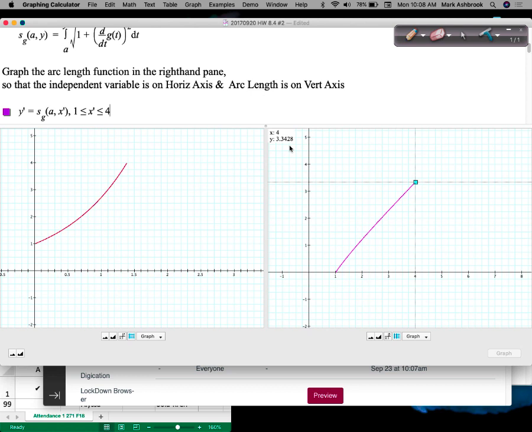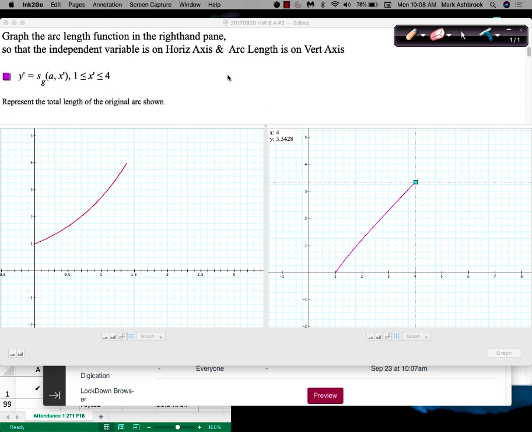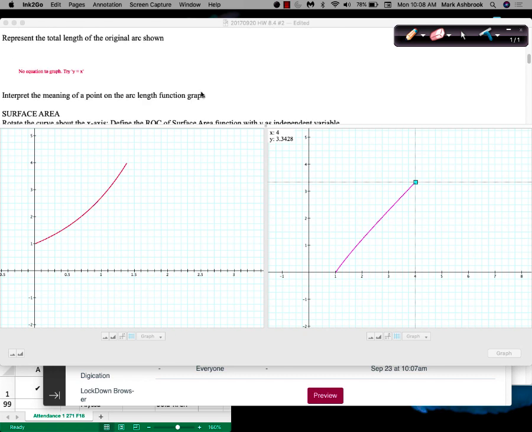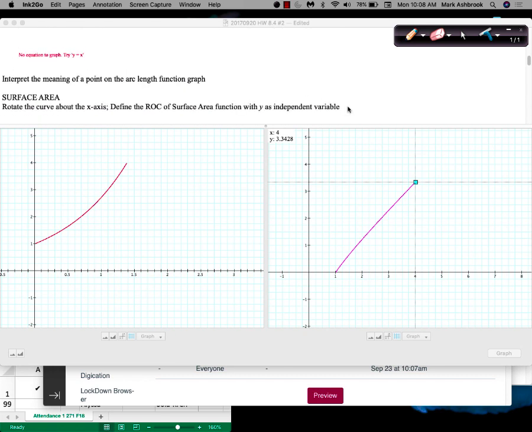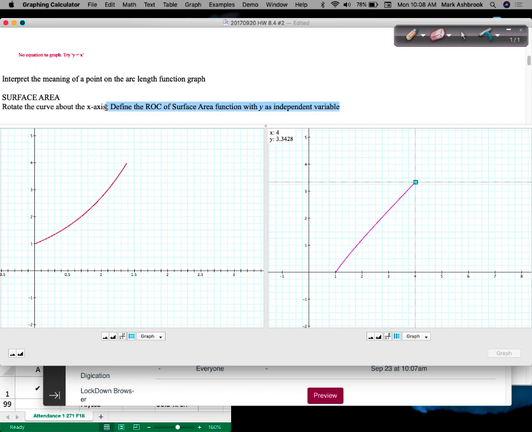Okay, so now let's talk about surface area. This is a little bit trickier, but we're getting a feel for this. Let's change things up and really understand how graphs work by getting out of our familiar mindset. Now I want to rotate that curve about the x-axis, and define the rate of change of surface area with y as the independent variable. So still going up in y. First of all, let's get a visual of that. What happens when we rotate that around the x-axis?